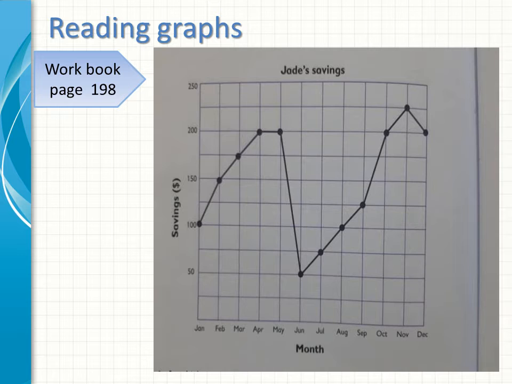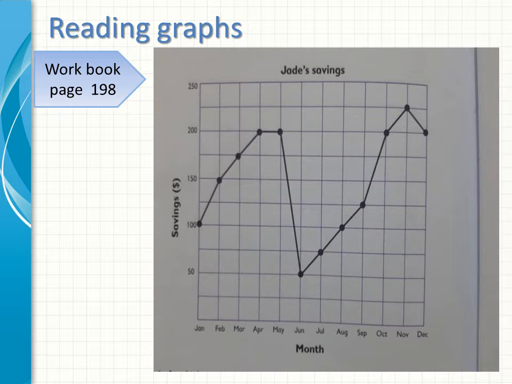Now, question A says, in which month did Jade have only $50 in her account? Let's look at the vertical side where we have 50. That's the first number on the vertical side. Let's trace it towards the right on a straight line to where we have the black dots.